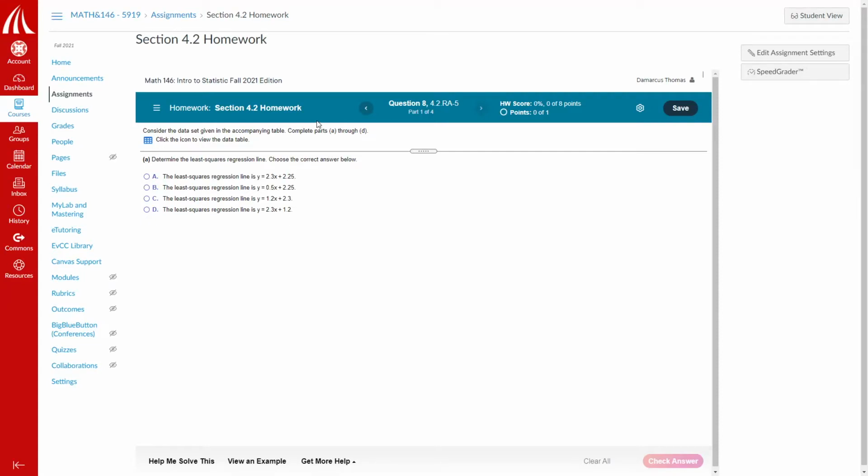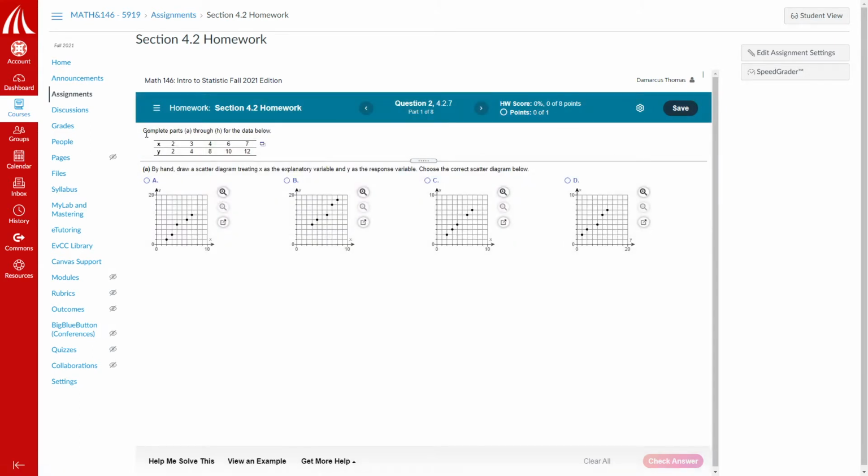Here's a video going over certain problems from the homework. Right now, let's go to question 2 from 4.2. It says complete parts A through H for the data below.